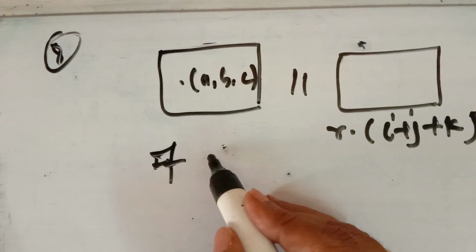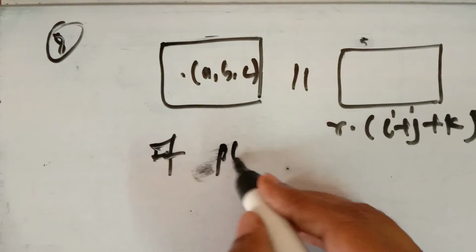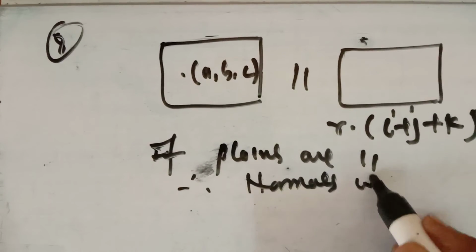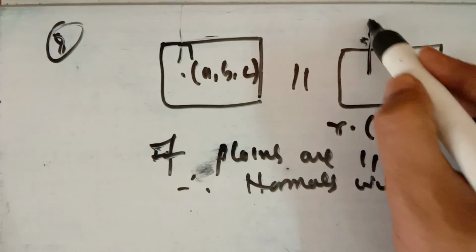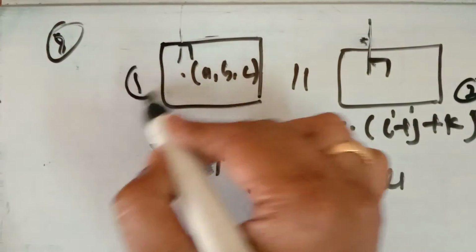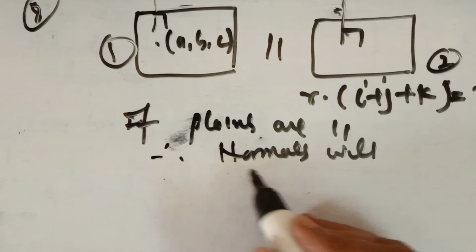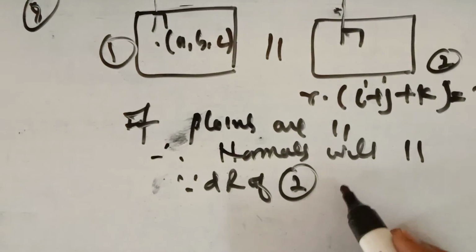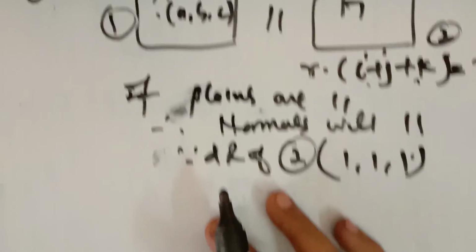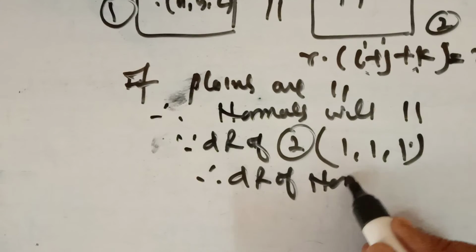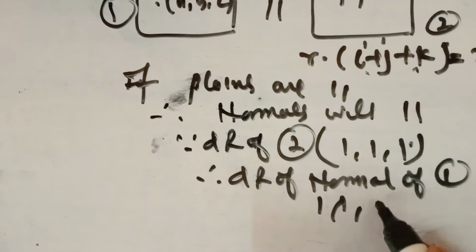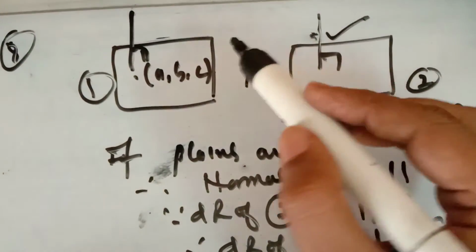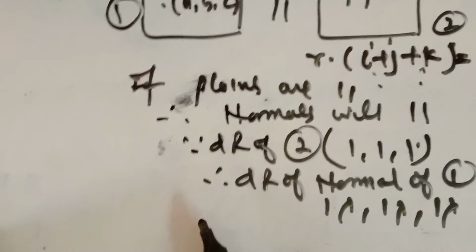Now if the planes are parallel, so therefore their normals will be parallel, because for parallel planes, the normal of this one and the normal of that one will be parallel. So if the planes are parallel, therefore the normals will be parallel, and because the direction ratio of the second plane is 1, 1, 1, therefore direction ratio of normal of plane 1 will be 1 lambda, 1 lambda and 1 lambda. The direction ratios will be proportional. If the normals of both are parallel, then the direction ratios of the normal 1, 1, 1 will be proportional to this. Now you can find the equation of the plane.